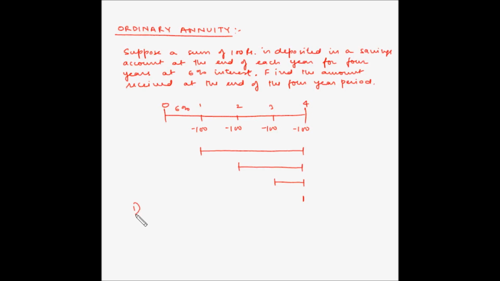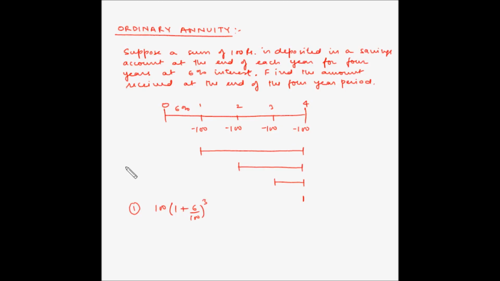First we'll take this 100 rupees, which is going to grow for the next 3 years at 6% interest per annum compounded annually. So 100 is the amount, 1 plus r by 100, where r is 6, to the power n. This n is 3 years, because this 100 will grow for this year here, then this year here, and then this year. So 3 years.